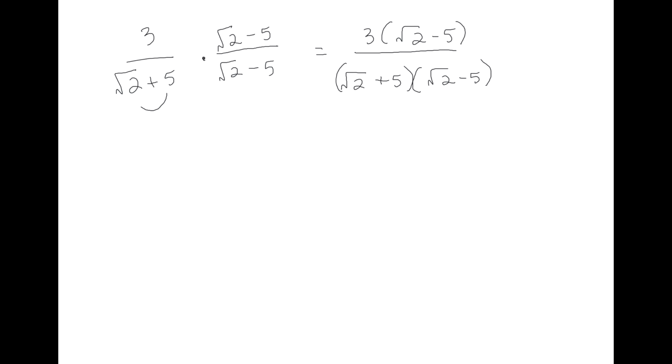So 3 times square root of 2 is 3 square root of 2. 3 times minus 5 is minus 15.